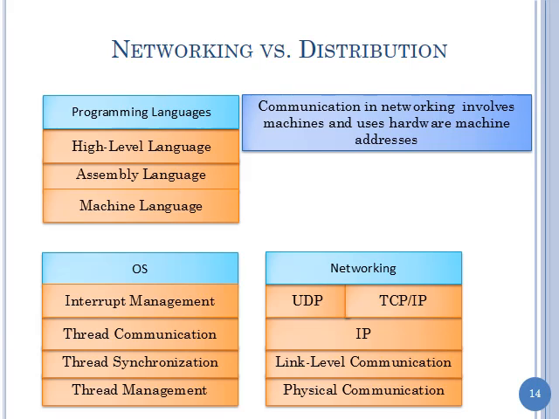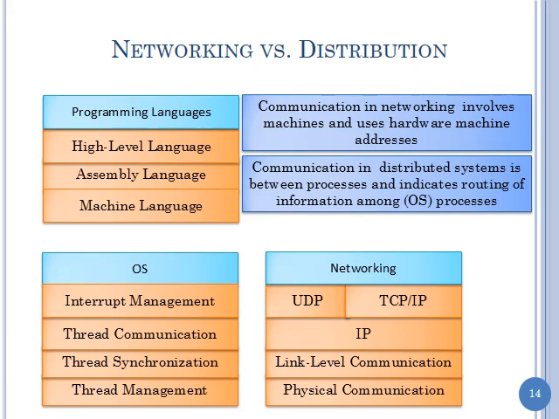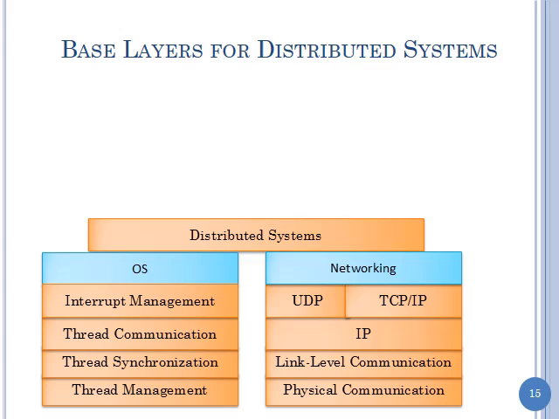So networking involves machines and uses hardware machine addresses. Distributed operating systems communicate between processes and indicate routing information among OS processes. Okay, so we have to get involved in OS issues. So that's the difference. And here it is pictorially: distributed computing sort of merges OS and networking. You can think of networking also as being related to OS, but we're just adding some layers in the interrupt management. But here I've shown them as two different stacks.